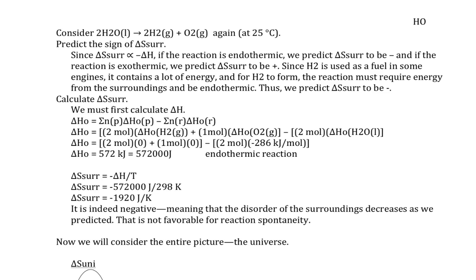Since H2 is used as a fuel in some engines, it contains a lot of energy. And for H2 to form, the reaction must require energy from the surroundings and therefore be endothermic. Thus, we predict delta S of the surroundings to be negative. So we predict the reaction to be endothermic, taking in heat from the surroundings, causing the molecules in the surroundings to move slower, a little less randomly, so the entropy change of the surroundings to be negative, less than 0.